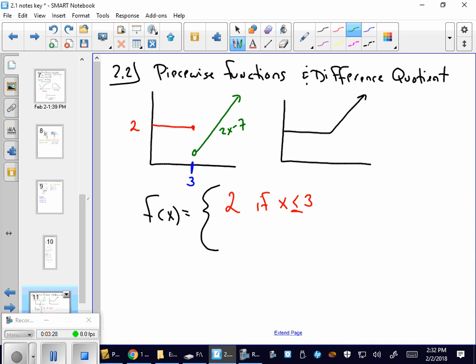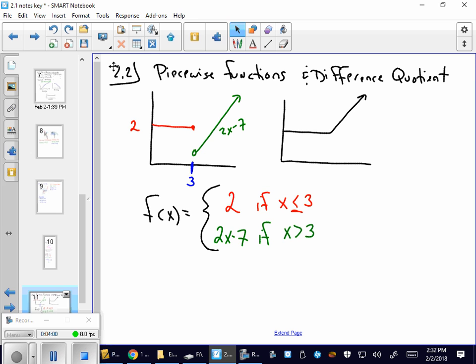Well, that means that my piecewise function is going to be the function 2x minus 7 if, and you should be able to see that from 3 to the right, or from 3 to infinity, is where the green line is going to exist. So that would be x is greater than 3. And it does not include the 3 because the 3 is included with the red one, which is where the dot is. There's an open circle on the green one. Okay, and that's the general idea of what we're looking at with a piecewise function.